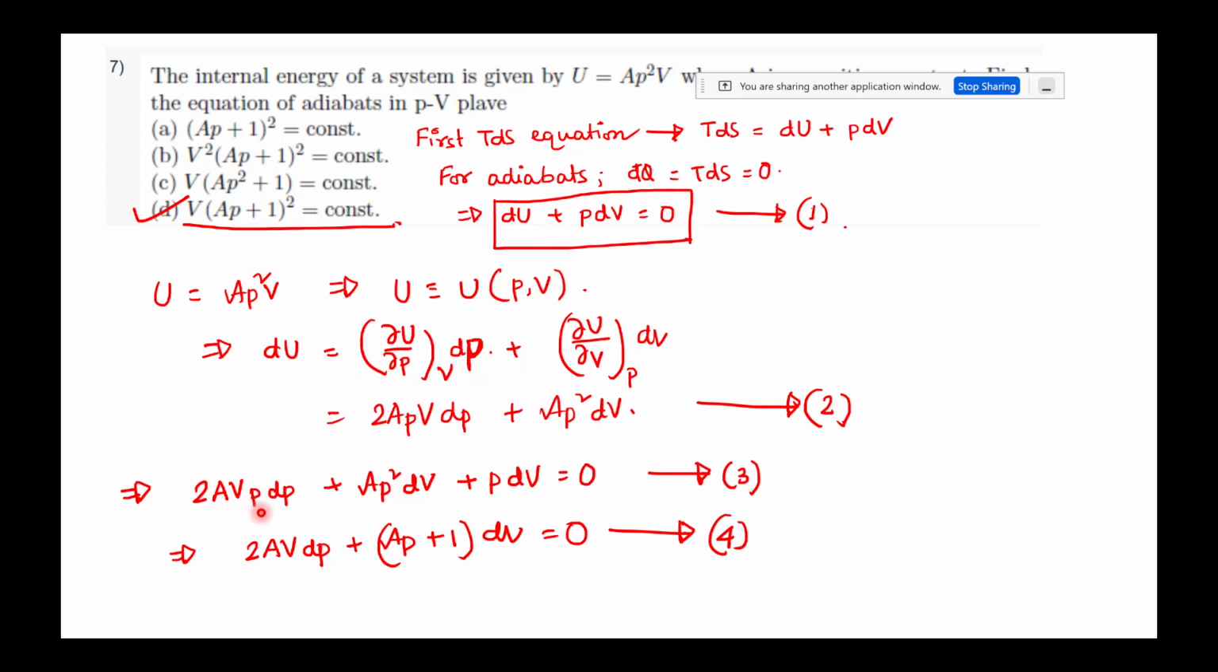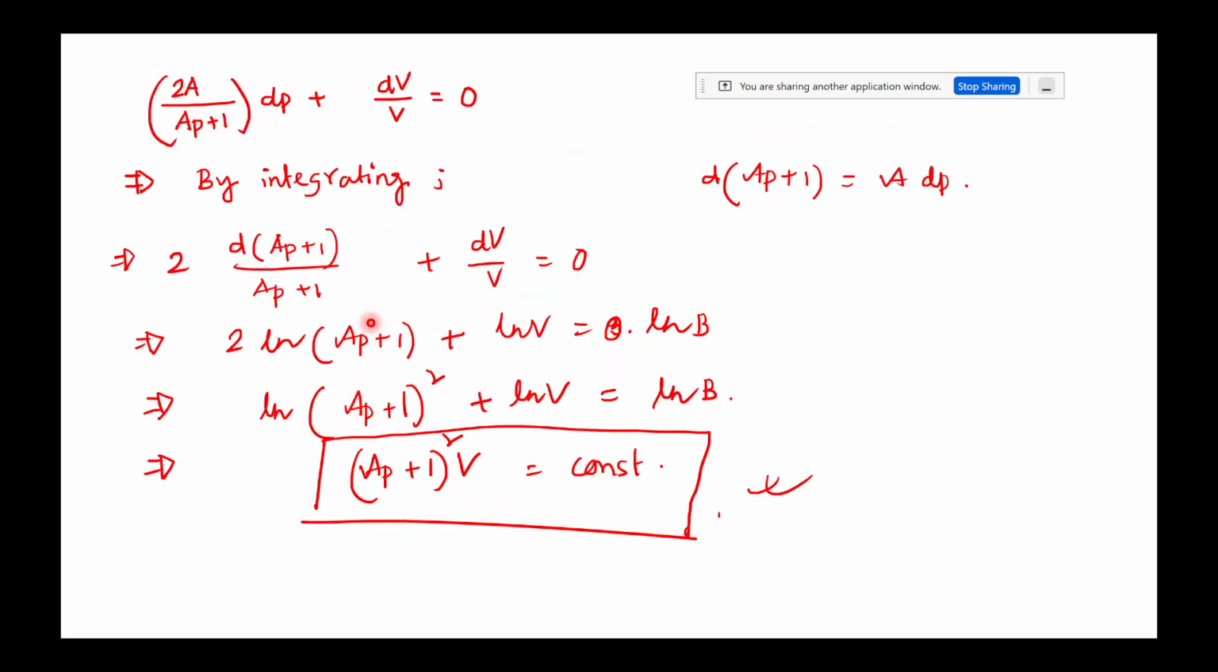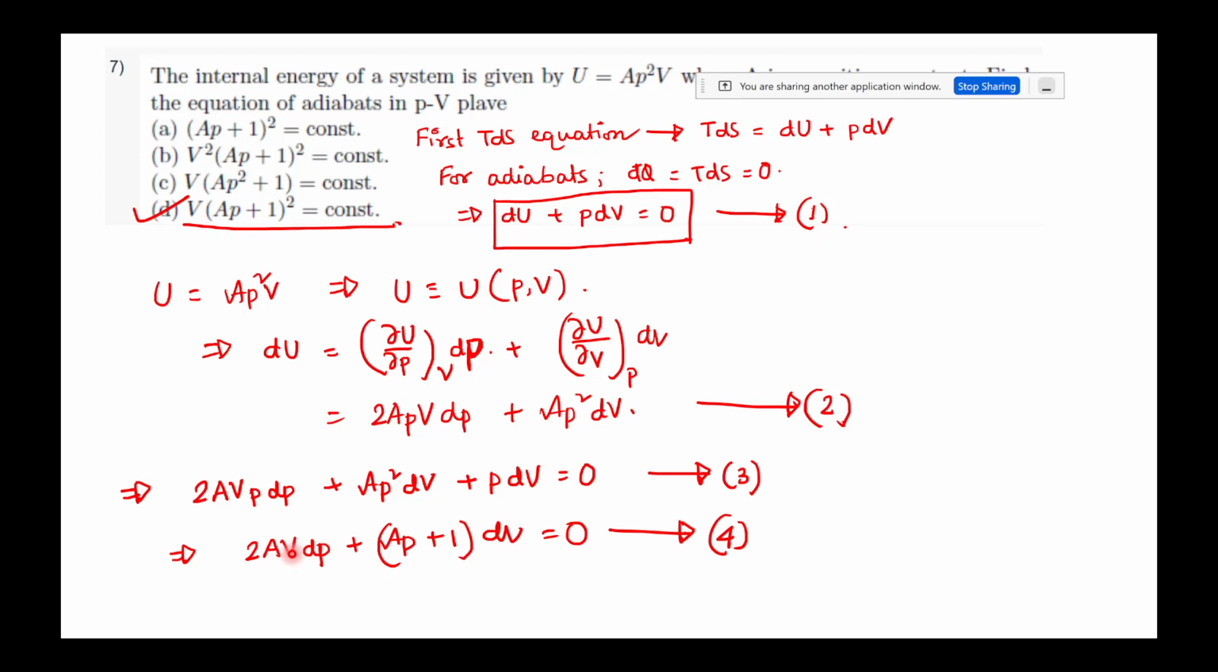So 2avp dp plus ap square dv plus p dv. We can take one p out of this equation. That's why I have divided equation number 3 by p, and we got 2av dp plus (ap plus 1) dv. Now to solve this equation, we divide by 2av times (ap plus 1). So for 2av there will be ap dp by ap plus 1.